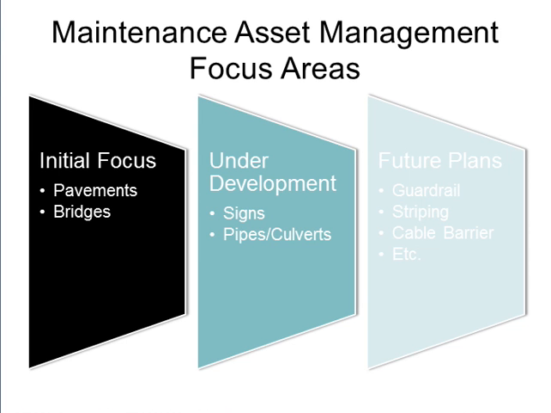and establishing investment strategies. We have begun to develop asset management programs for signs to meet the new MUTCD reflectivity requirements and have started development of the pipes and culvert management program. Ultimately, we plan to incorporate more assets such as guardrail, striping, cable barriers, etc. Next.